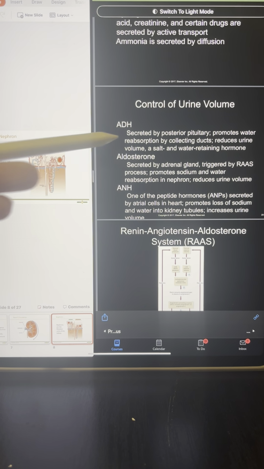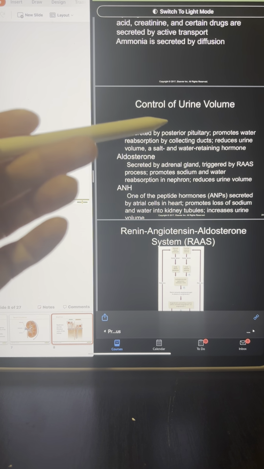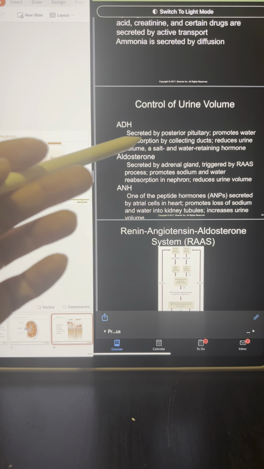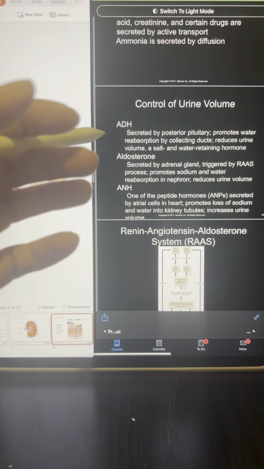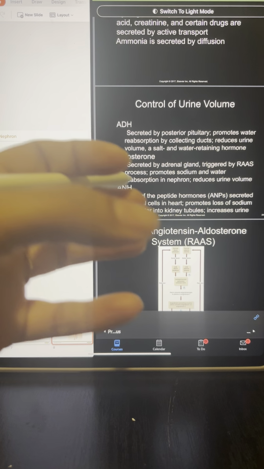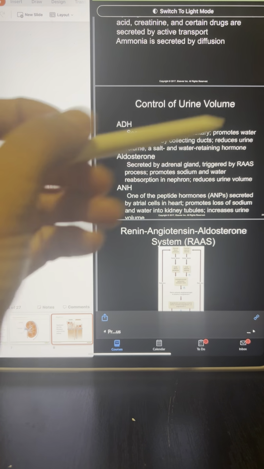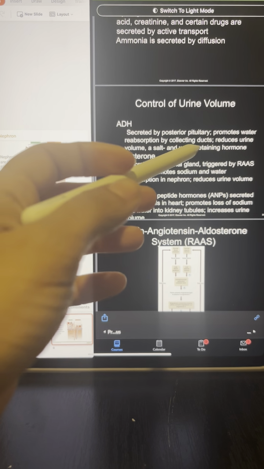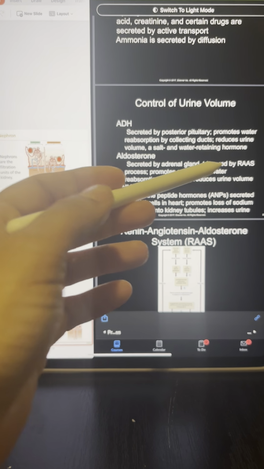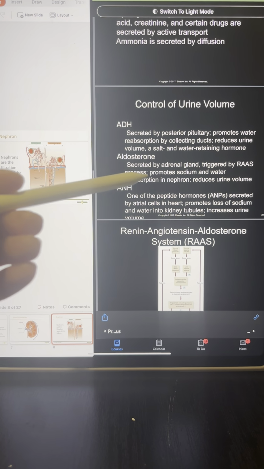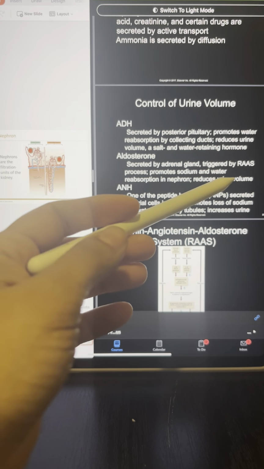All right, control of our urine. Antidiuretic hormone, again, secreted by posterior pituitary, promotes water reabsorption by collecting ducts. So by the time the urine hits the collecting ducts, the ADH is going to have the collecting ducts reabsorb that water because we need it. Reduces urine volume, a salt and water retaining hormone. Aldosterone, secreted by the adrenal gland, triggers the RAAS process, promotes sodium and water reabsorption, and nephron reduces urine volume.